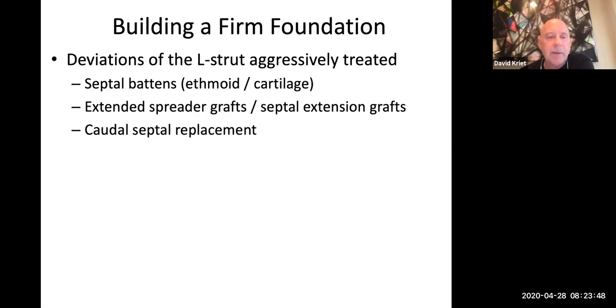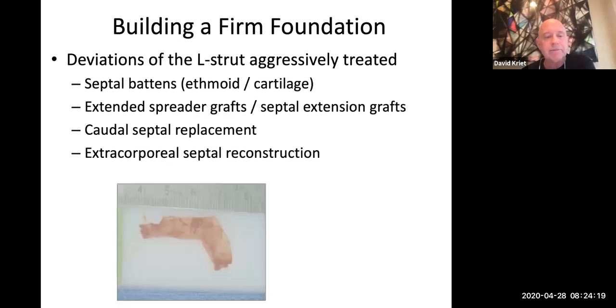And I would say I did that more commonly early on in my practice. I found that many times now I can divide through the dorsal caudal junction. And even if I can preserve, say, a 2 or 3 millimeter segment of that dorsal strut, then I can add those ethmoid or septal cartilage battens. And I think it helps you maintain the relationship of the tip more readily than if you're starting from scratch with a replacement. But sometimes you have to do it.